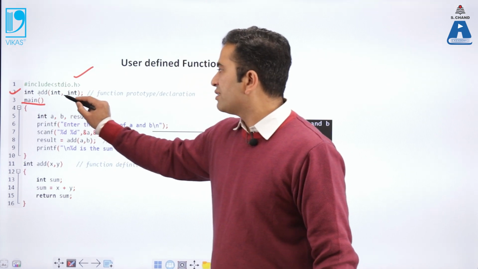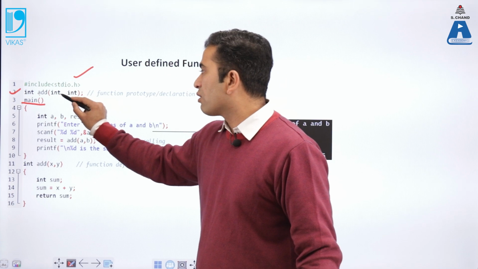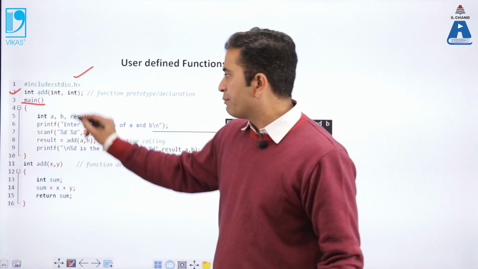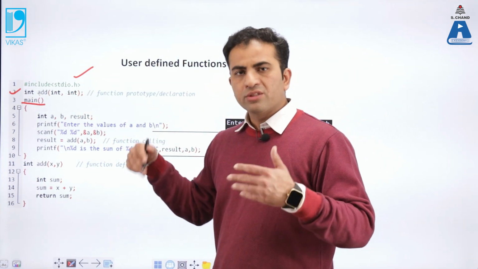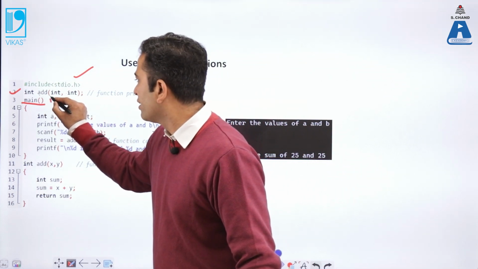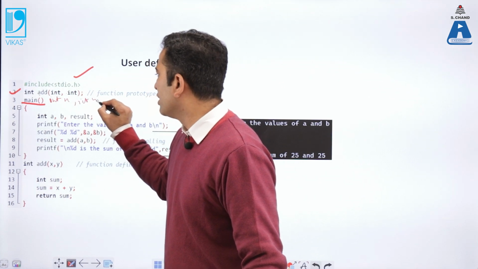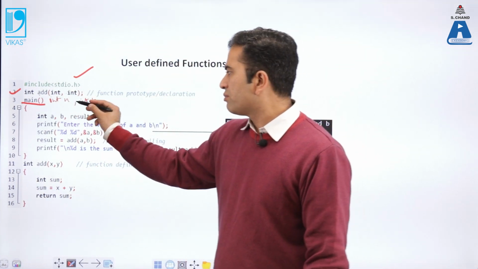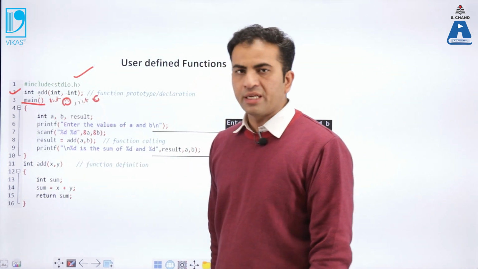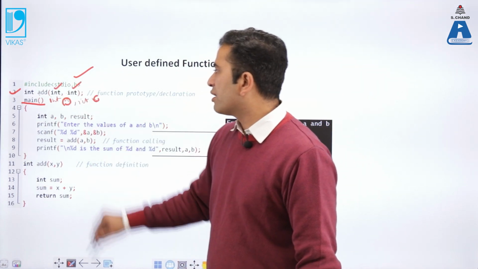And this add has two parameters, and both the parameters, or both the arguments, are of integer type, int and int. You can write the name of a variable as well here, like int x, int y, but it is not required, it's optional. There is no hard and fast rule to write the variable names in the prototype declaration. But in the prototype declaration, we must declare the type of our parameters.